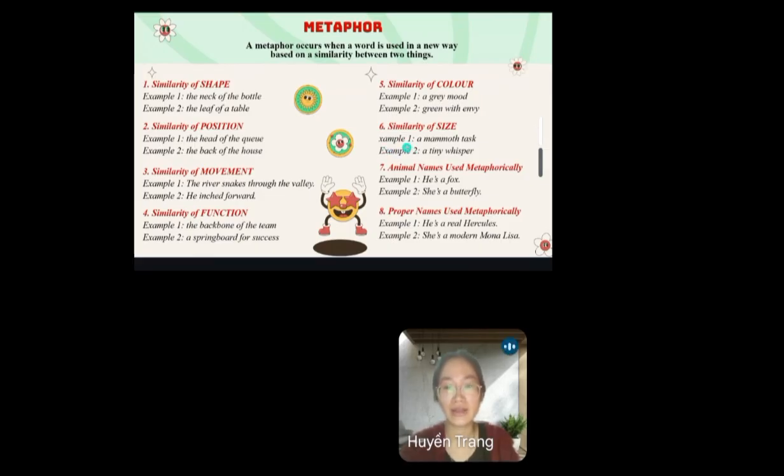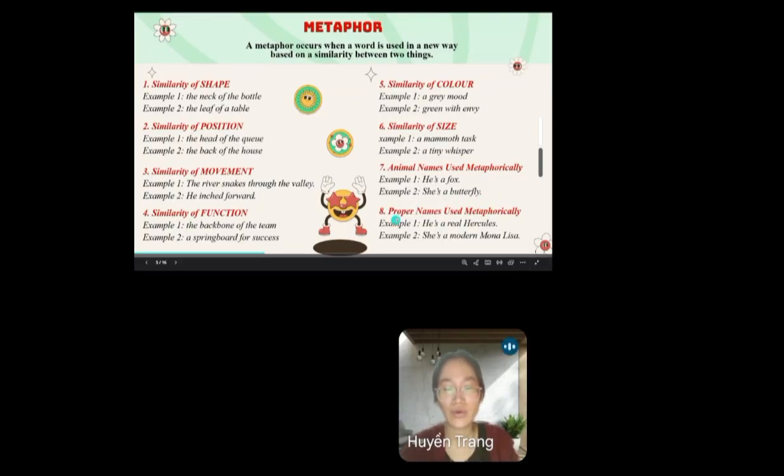Another metaphor may relate to size. A mammoth yacht compares a very large yacht to a mammoth, which is huge, or a tiny whisper emphasizes how extremely soft the sound is. In addition, animal names often describe personality. For example, he's a fox means he is clever or sly, like the characteristic of the fox. Or she's a butterfly describes someone lively, social, and always moving around.